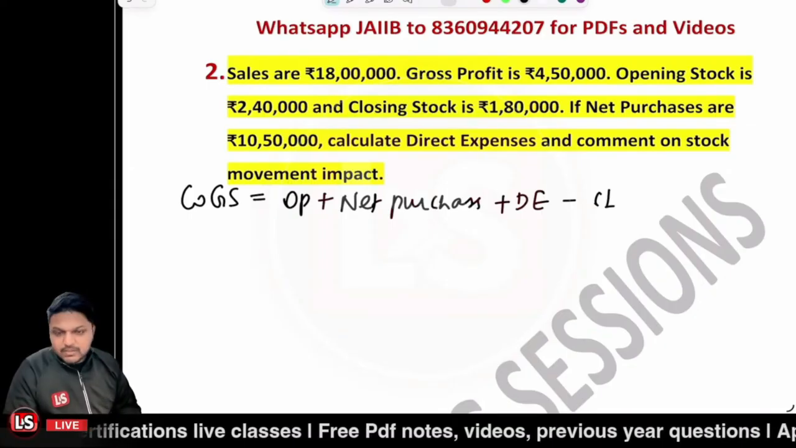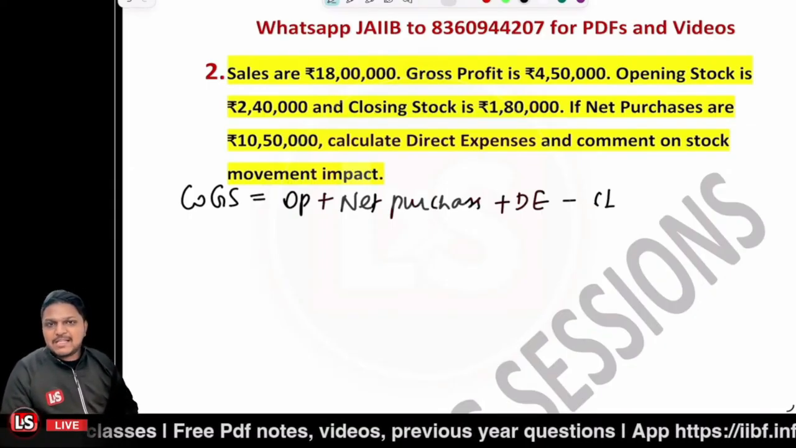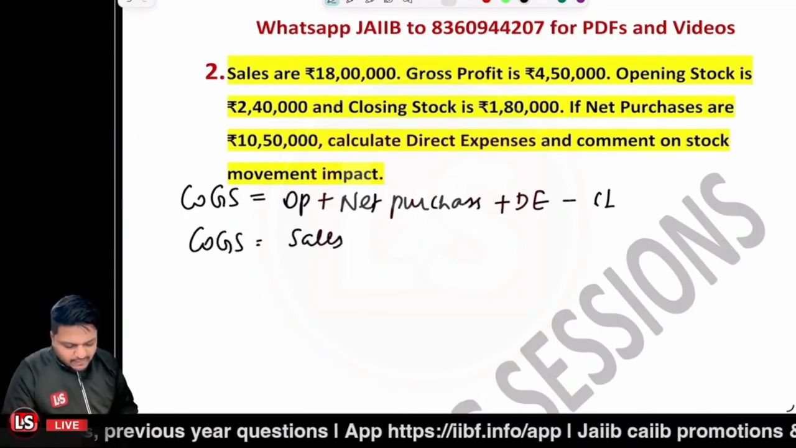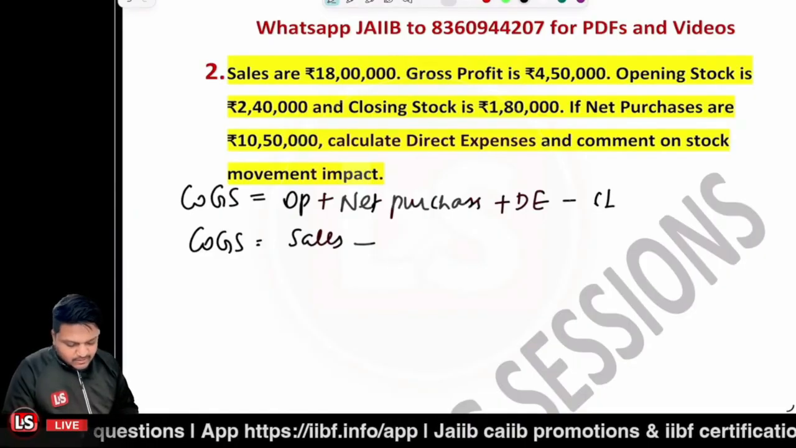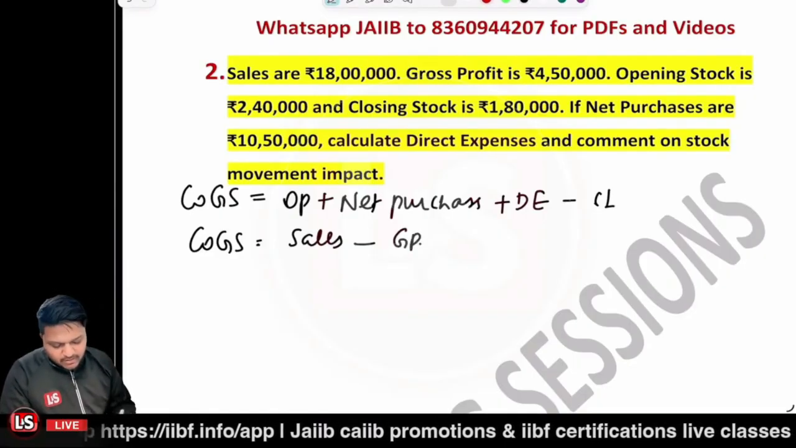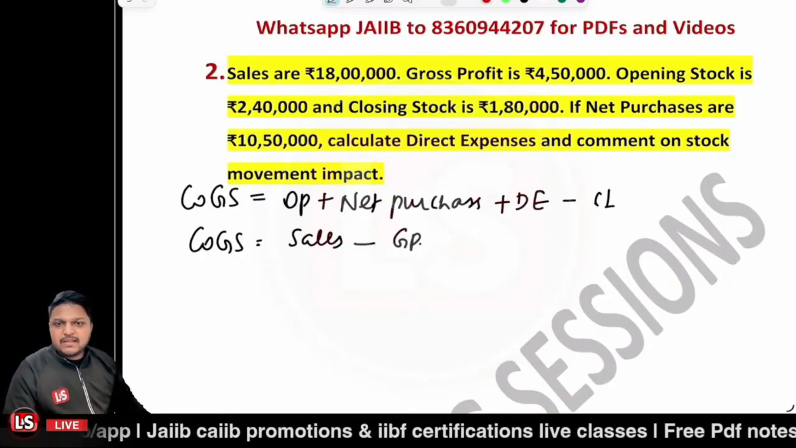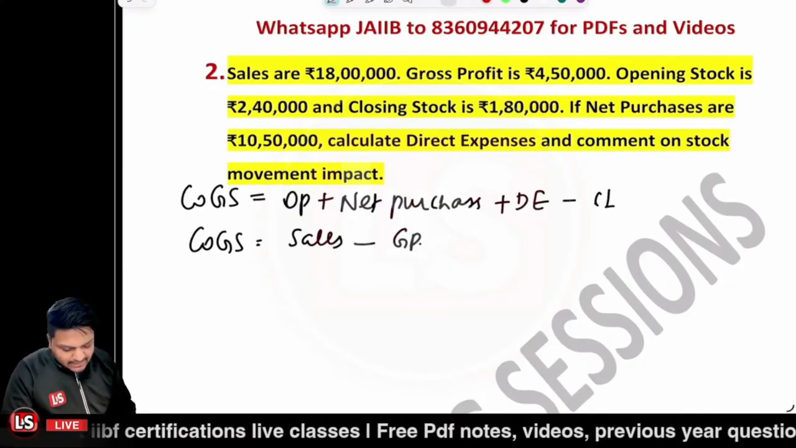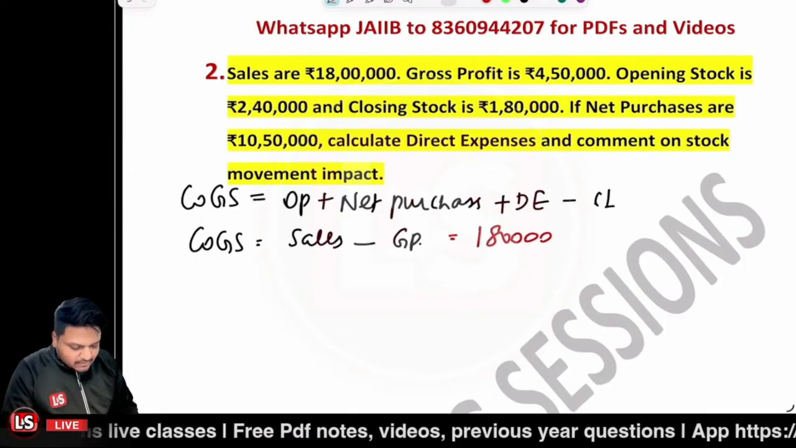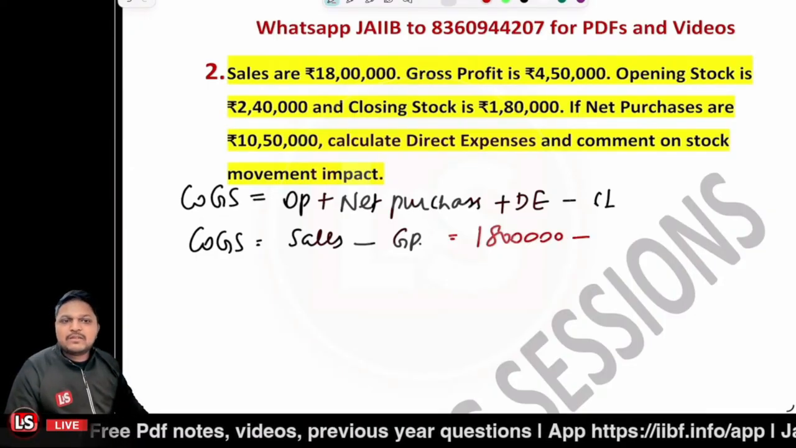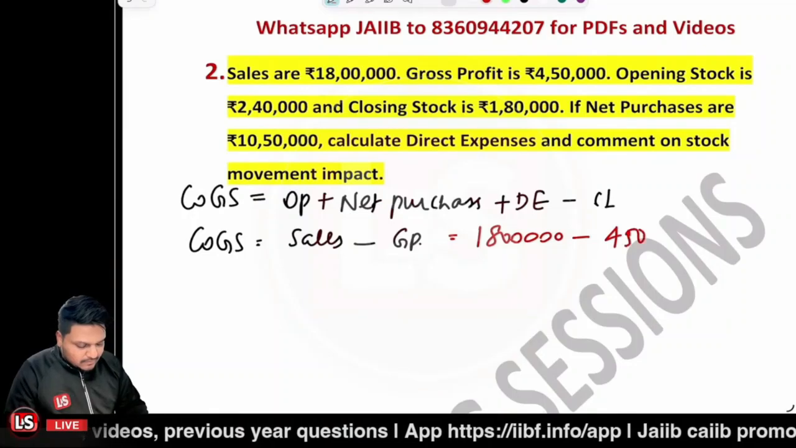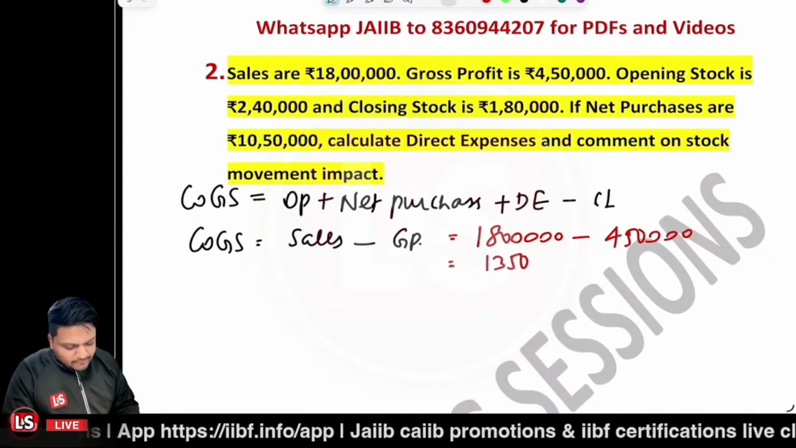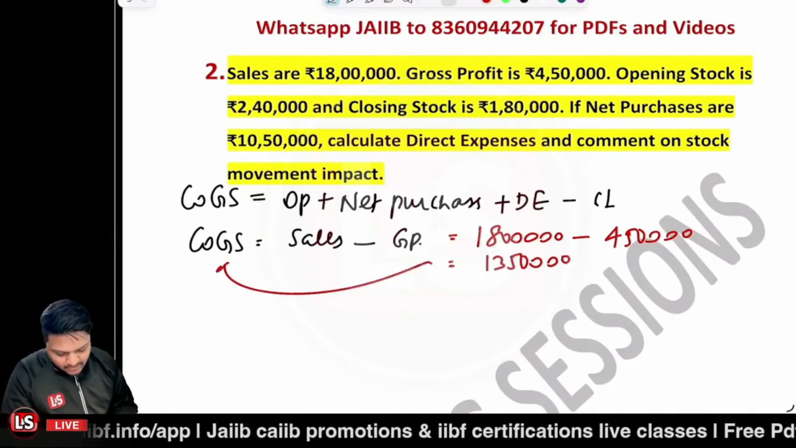And what is COGS equal to? Cost of goods sold is equal to sales minus gross profit, because you are not provided with the COGS value itself. From there, you can ascertain your COGS. Now, sales are clearly given to be 18 lakh rupees, and gross profit is given as 4.5 lakh. Now you can easily calculate the COGS. So COGS is 13 lakh 50,000, right? That is your COGS value.